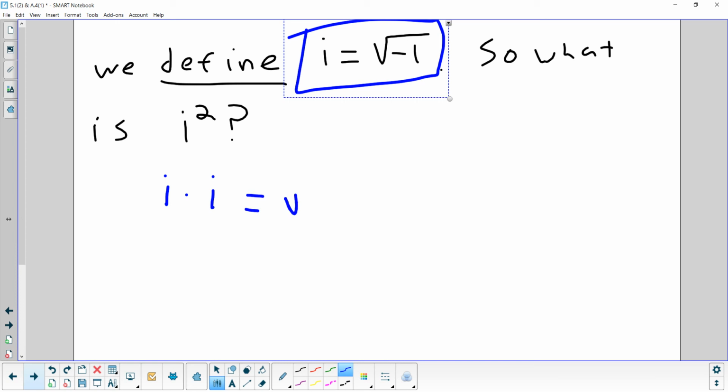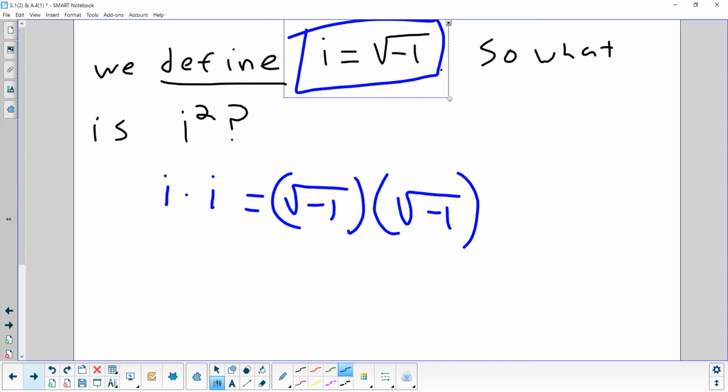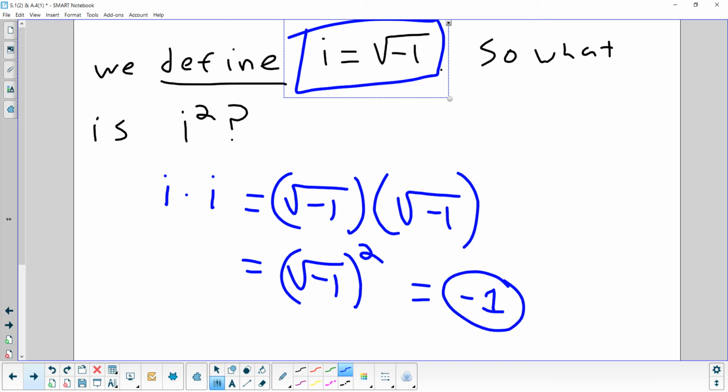i times i would be that times that. You're multiplying two things that are the same. So it really means this: the square root of -1 times the square root of -1. So what would that be? If you did the square root of -1 squared. Yep. -1. You'd get -1. Anytime you square and square root, they cancel out, and you're left with whatever you started with under the root symbol.